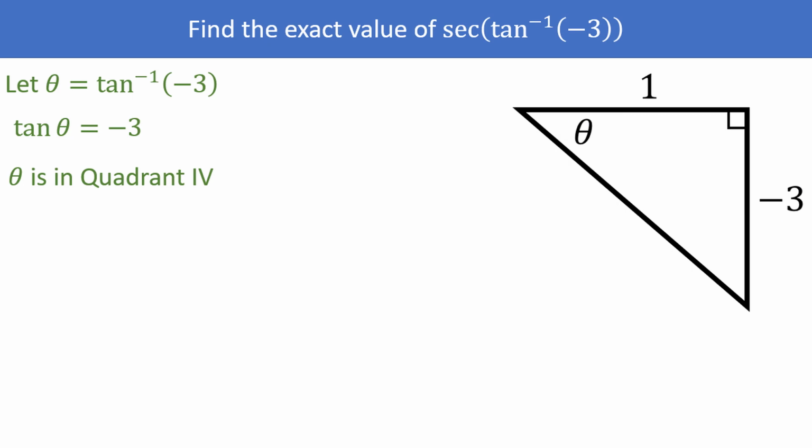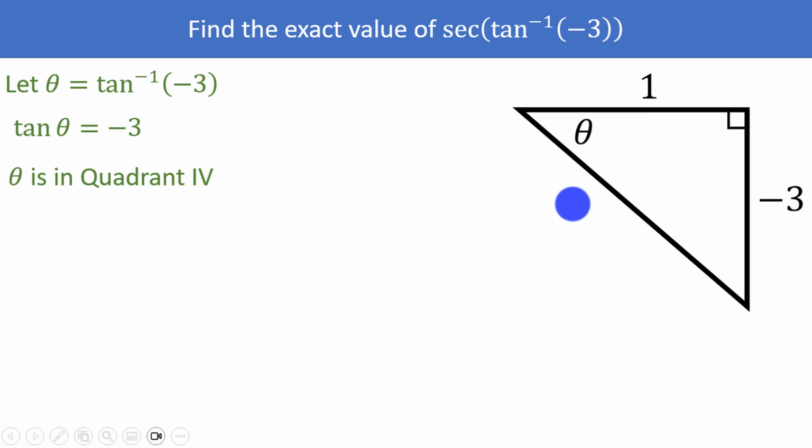Now we need to find secant of theta. That's what we're trying to find. Theta is inverse tangent of -3. So if we can find secant of theta based on this triangle, we will have our final answer. That's what we're asked for, secant of theta, where theta is inverse tangent of -3. So let's find secant of theta. To do that, we need to know the hypotenuse, because secant is hypotenuse over adjacent, right? Cosine is adjacent over hypotenuse, so secant is the hypotenuse over the adjacent side.